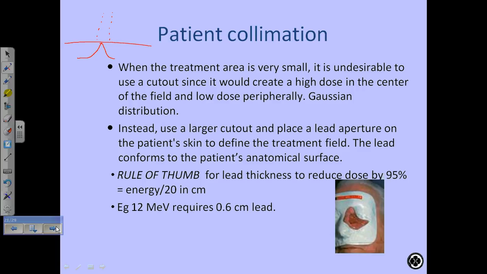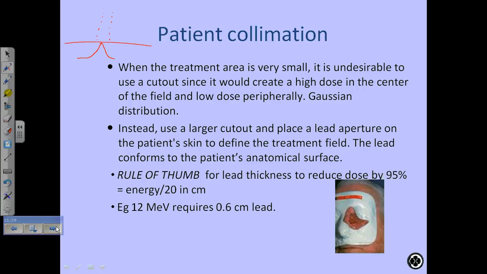Now I would say you don't want to get smaller than 3 cm. Okay, that's my cutoff. But some tumors are smaller than 3 cm. So what do we do? How do we treat smaller tumors? How do we treat a 1 cm tumor with electrons? You can use a larger cutout and use something to block them. Yeah. So you use a small cutout, like a 3 cm circle.